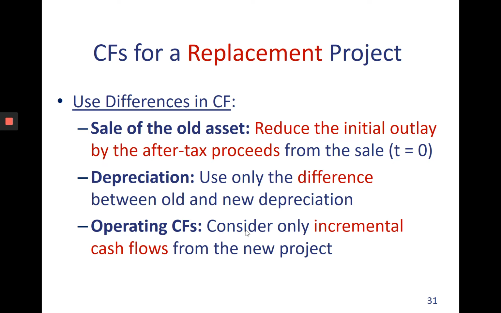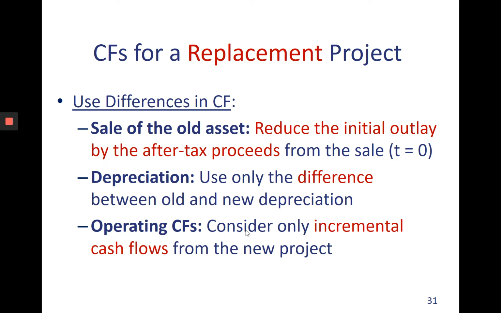The first item is sale of the old asset. This reduces the initial outlay of cash, and of course we have to consider an after-tax proceed. So initially at time zero, our cost is smaller because we would make some money from selling the old machine and paying taxes on the proceeds.